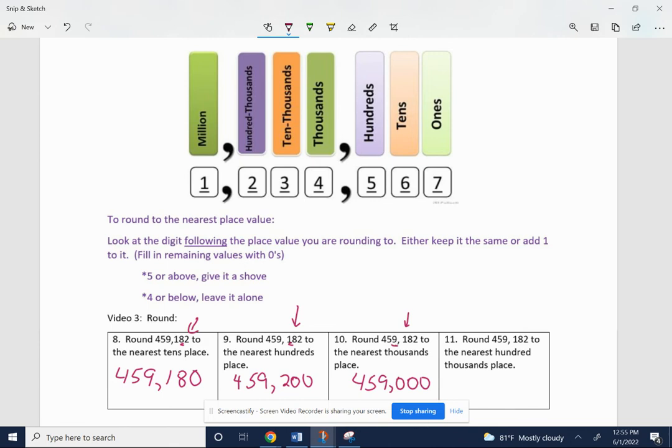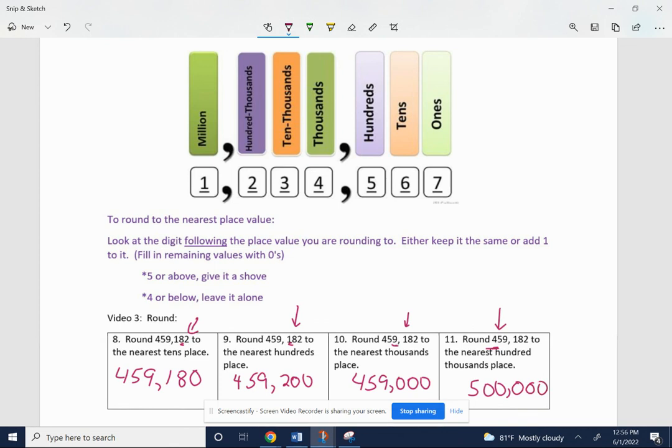Try that last one on your own. Pause the video and try it on your own. Okay, round 459,182 to the nearest hundred thousands place. The number that's in the hundred thousands place, look at that chart above if you need it, is the 4. Am I going to round this to 400,000 or 500,000? That depends on the next digit, which is 5. Since 5 is 5 or above, I'm going to give the 4 a shove, make it a 5. So 459,182 is closer to 500,000 than it is to 400,000.